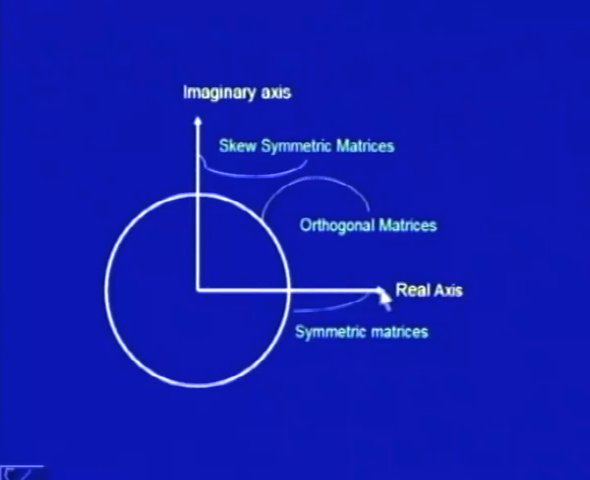So, let us see how they look on this plane. If I have a real axis here and an imaginary axis here, then all the eigenvalues of real symmetric matrices will lie on the real axis, and the eigenvalues of skew-symmetric matrices will lie on the imaginary axis, while this is a unit circle, and then all the eigenvalues of orthogonal matrices will lie on this unit circle.